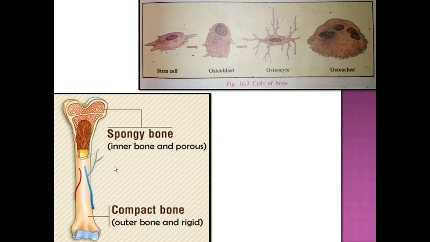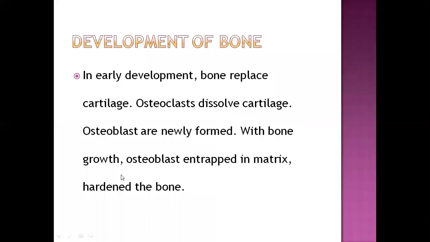And here is the diagram which is showing the bone. Internal portion is a spongy bone and external portion is a compact and very smooth and rigid. Inner bone is a porous and it contains bone marrow. Next is the development of bone. How bone is developed during the early development.